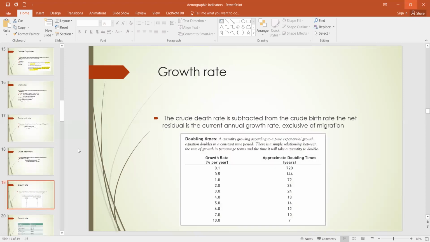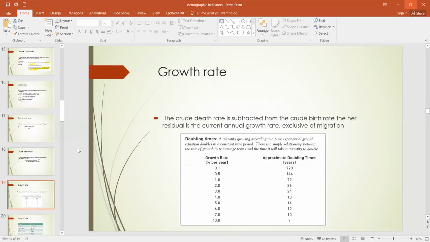Now comes the growth rate. The crude death rate is subtracted from the crude birth rate. The net residual is the current annual growth rate, exclusive of migration. And in this graph, you can see that the growth rate basically tells about the doubling time of the population.